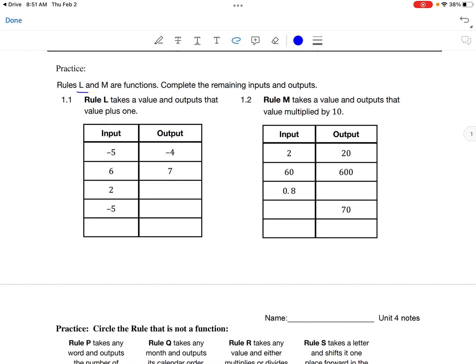Okay, on this one it tells us they are functions, and so we have to put in the remaining inputs and outputs. So it gives us a rule. Rule L takes a value and outputs that value plus 1. So every time you put something in, you add a 1 and get the output. So you do these ones on your own. Here it takes a value and outputs that value multiplied by 10. So anytime you put in an input, you multiply by 10 to get the output. This one you're going to have to go backwards. So you have to think, what is the opposite of multiplying by 10?